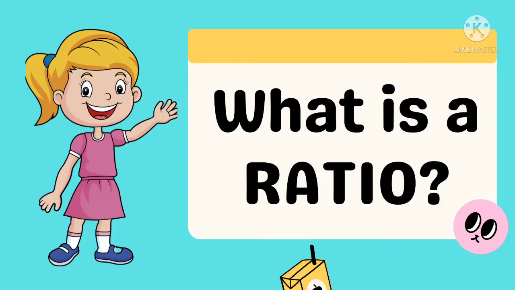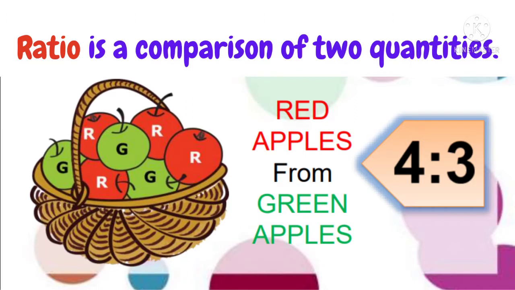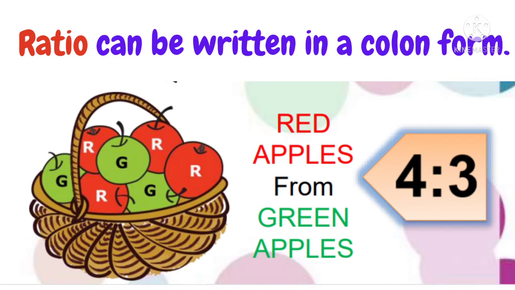What is a ratio? Ratio is a comparison of two quantities where there are 4 red apples and 3 green apples. Ratio can be written in a colon form or can be read as 4:3.